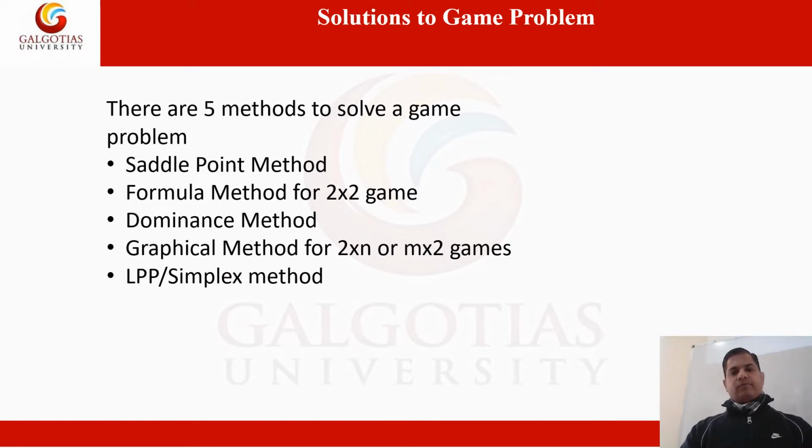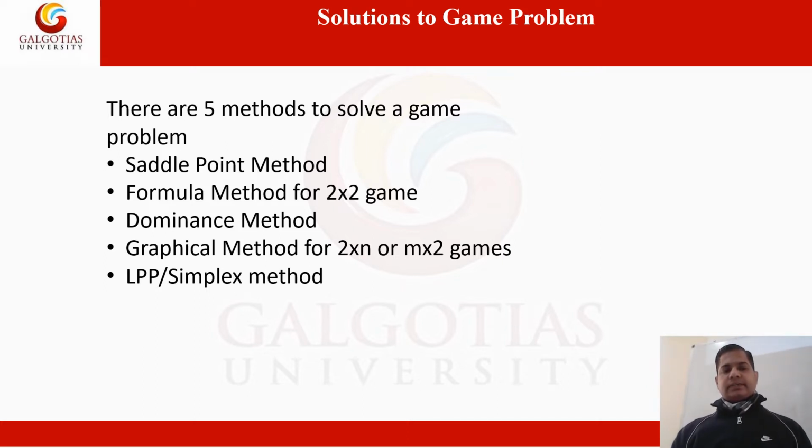Solution of the game problem: we have 5 methods to solve a game problem. The first one is the saddle point method, second is the formula method for a 2 by 2 game, third is dominance, fourth is the graphical method, and the fifth one is the LPP or the simplex method. These methods go on a sequence basis. That means whatever the game is given, first we have to check the saddle point. If the saddle point exists, then that is the solution.